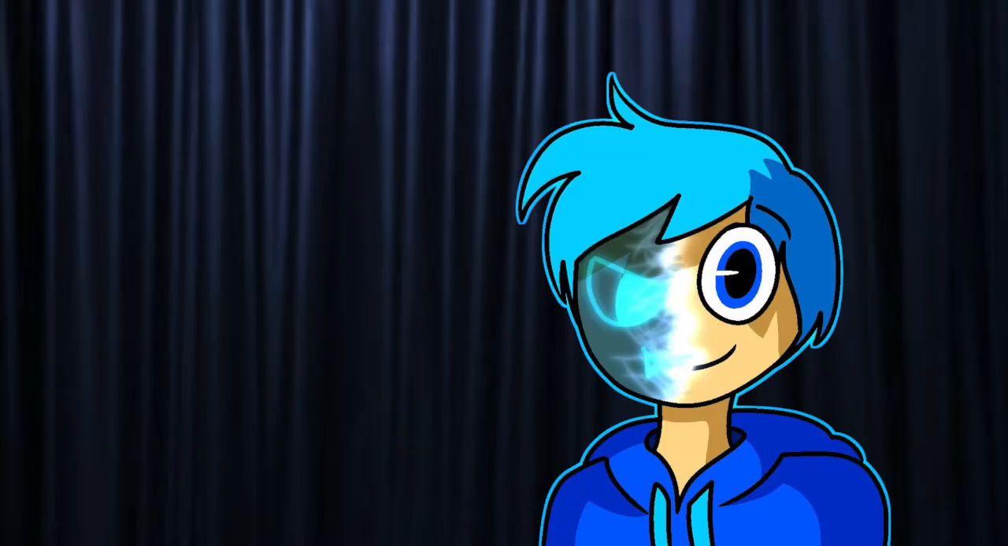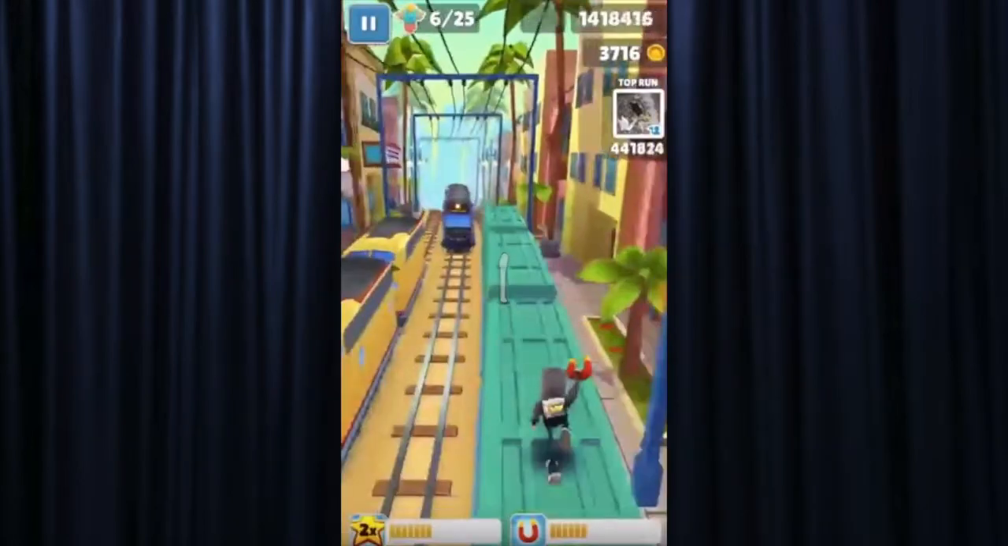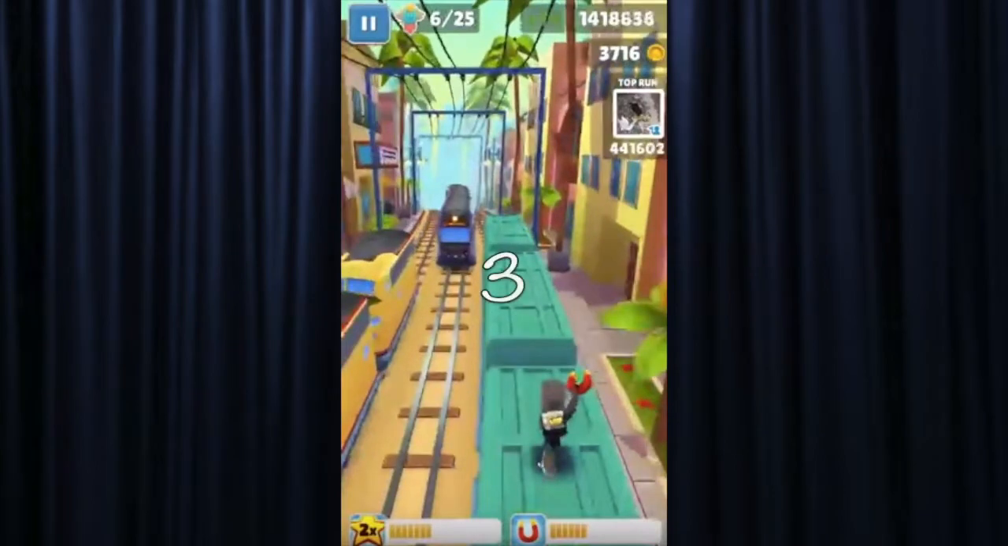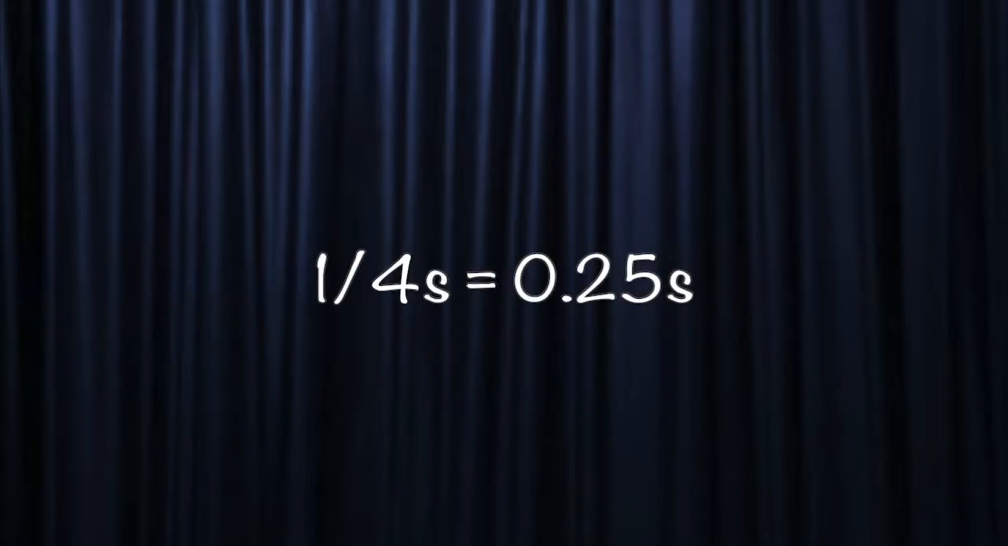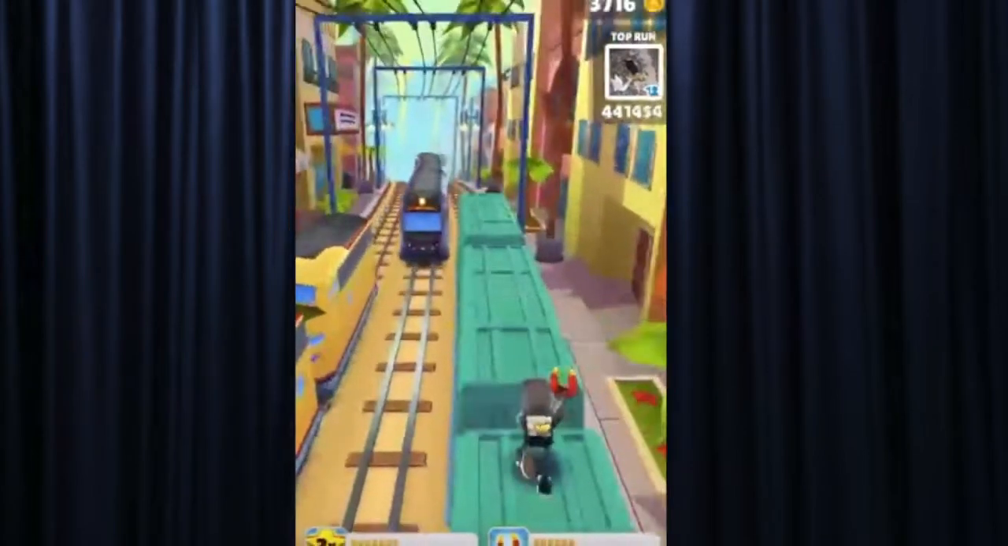So I found a clip that is way beyond that amount of points and analyzed its frames. The video runs at 20 frames per second, and it took Jake 5 frames to pass a single subway car. Because 5 divided by 20 is 1/4, that means if I convert it into seconds, he took 1/4 of a second, or 0.25 seconds, to pass a single subway car.